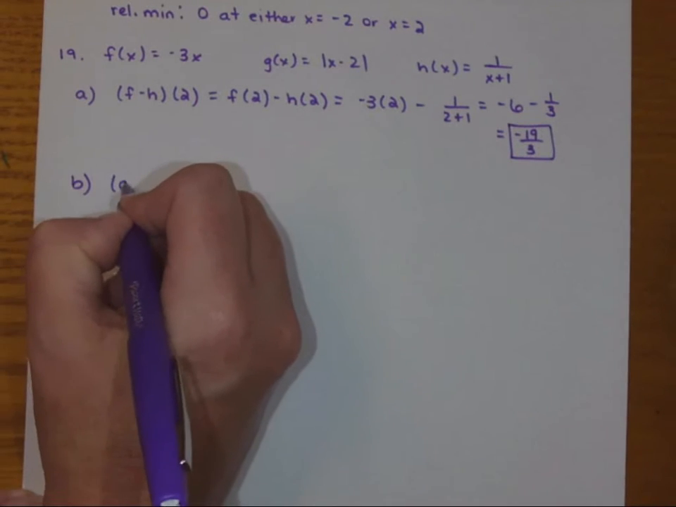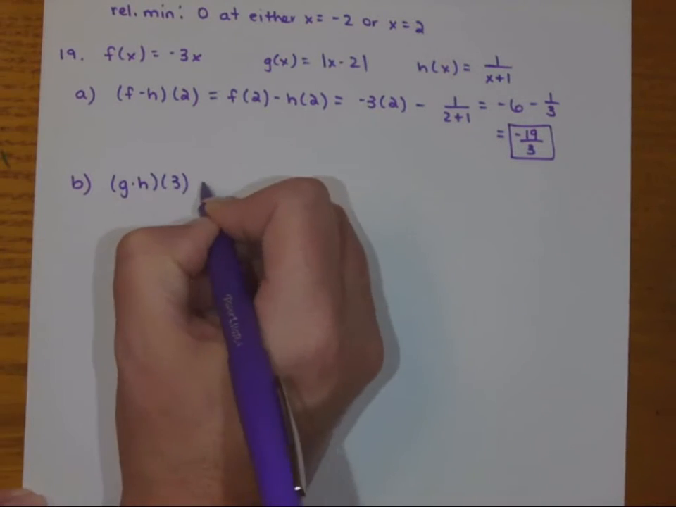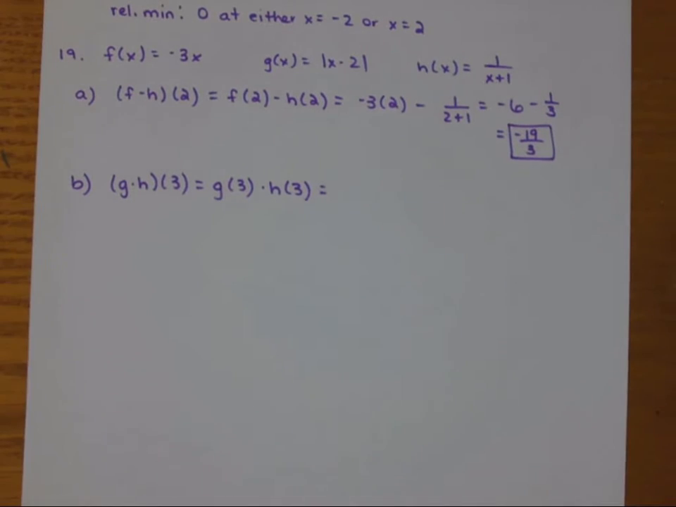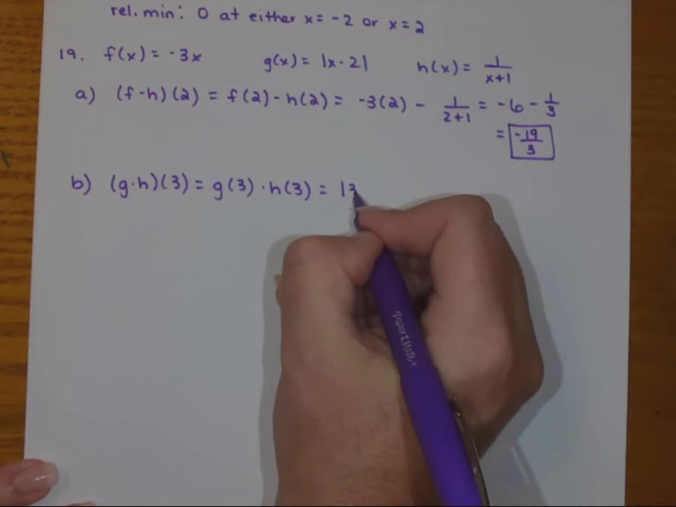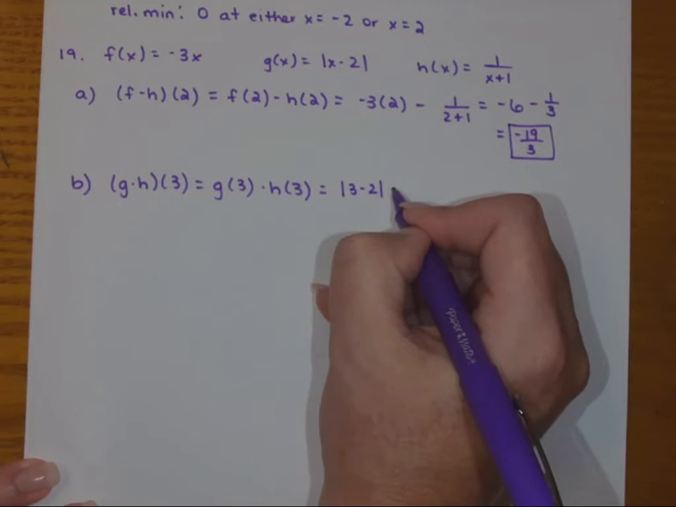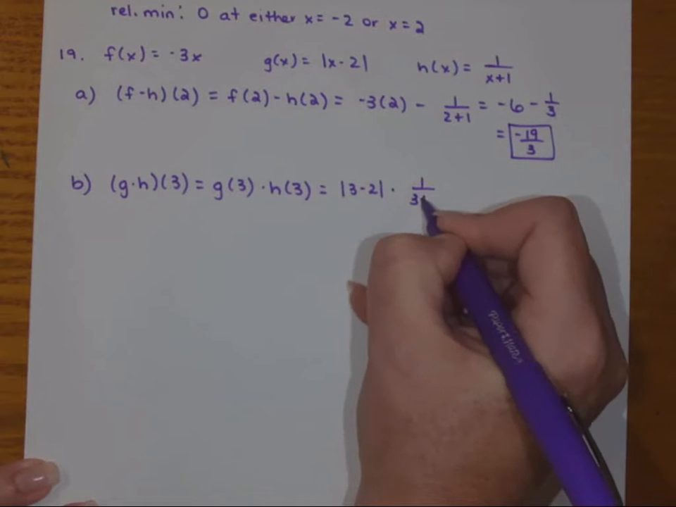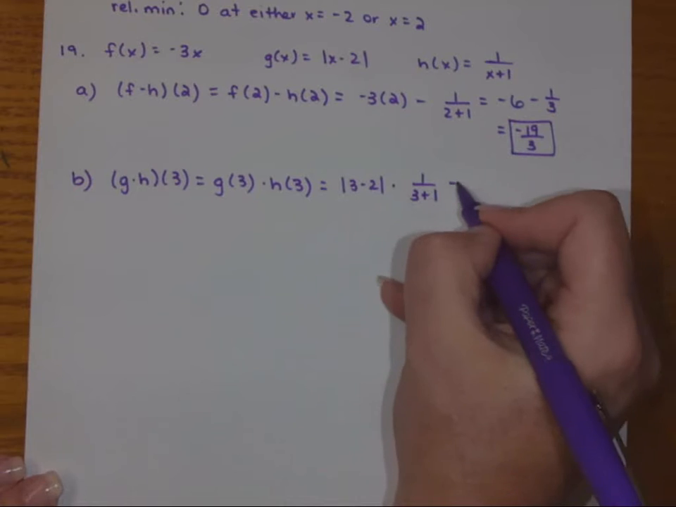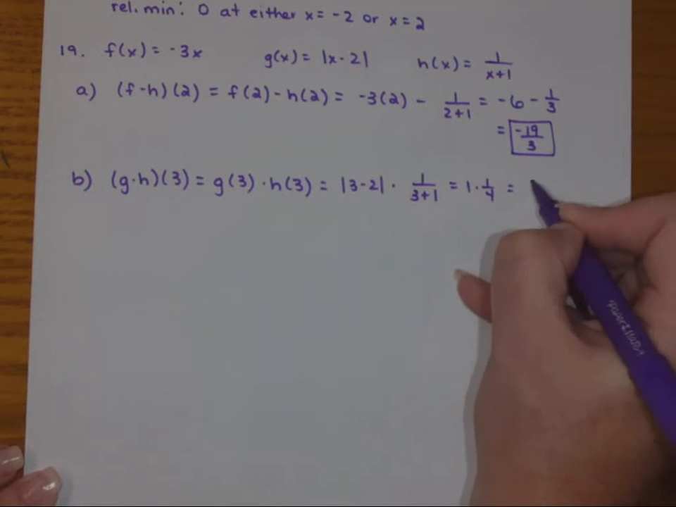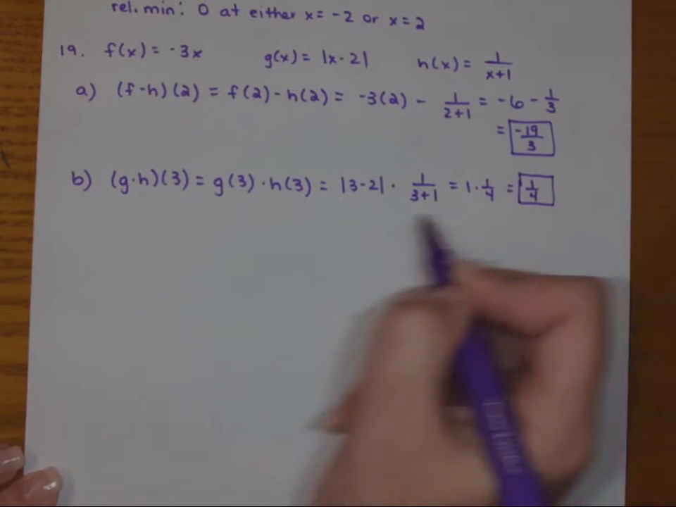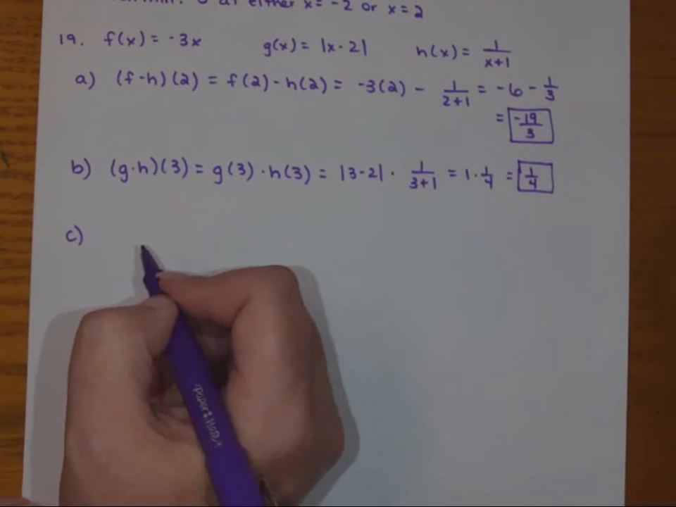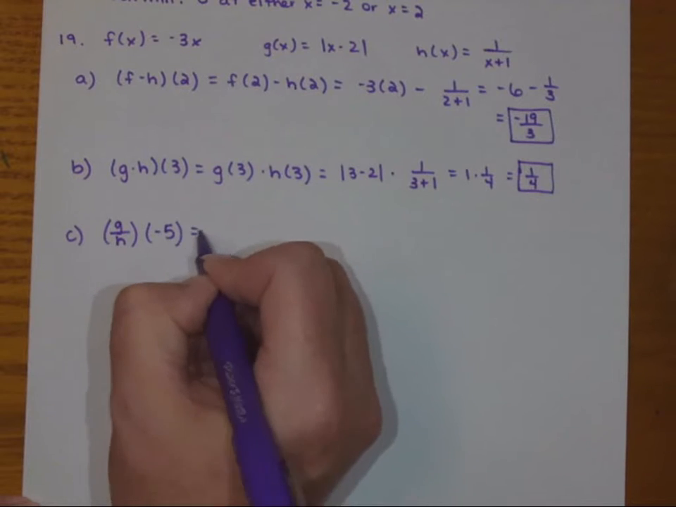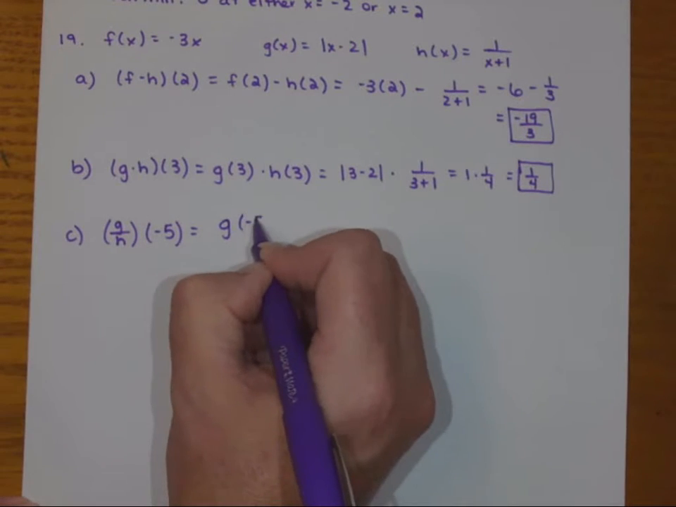So b, g times h of 3. So that is g of 3 times h of 3. Okay, so g of 3 looks like absolute value of 3 minus 2. And then we're going to multiply that times h of 3, which looks like 1 over 3 plus 1. So if you work that out, you get 1 times a fourth, which is just a fourth. I kind of purposely picked ones that maybe didn't come out with the most pleasant of answers so that you could practice with those, because if you can handle fractional answers, then you can handle more pleasant ones if I choose to do that on the test.